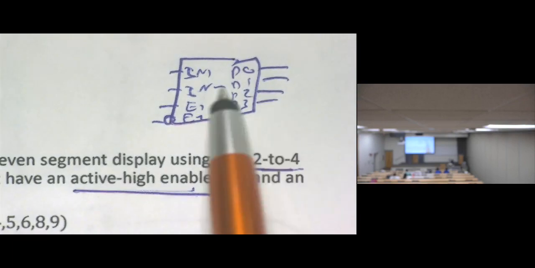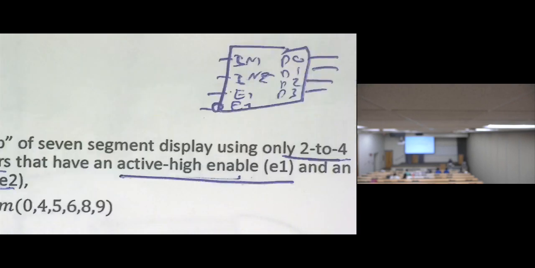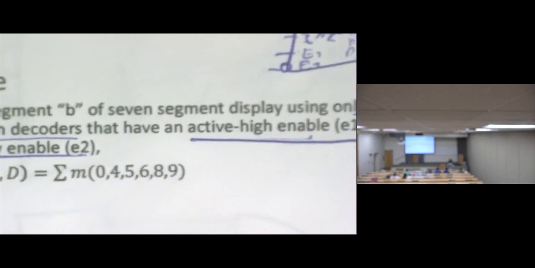Again, that's what I did. Input 1, input 2, enable 1, enable 2. For enable 2, I put a bubble because it's active low. D0, D1, D2, D3. Now this decoder is special because it has two enables. So what should I do? How can I implement this function using this chip that I have?